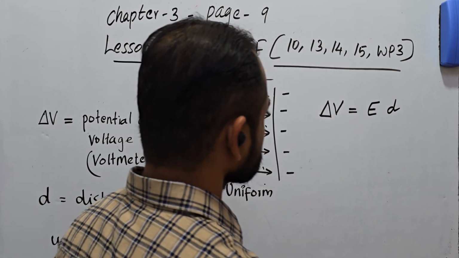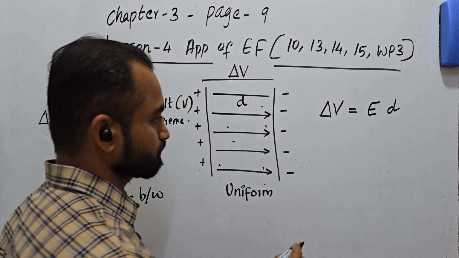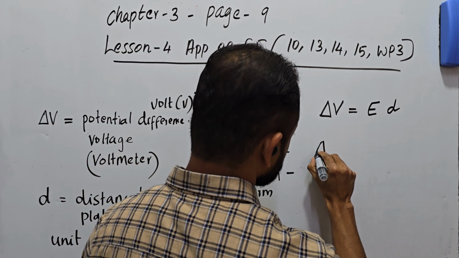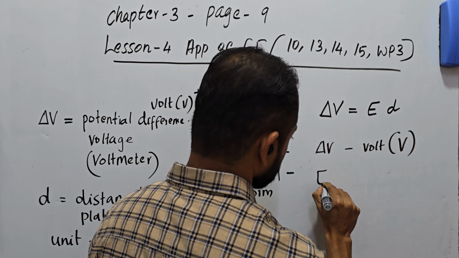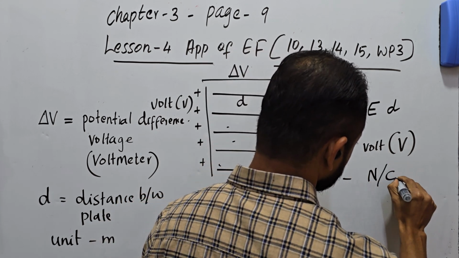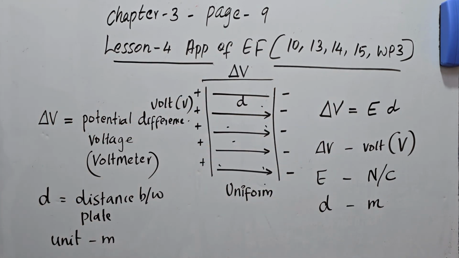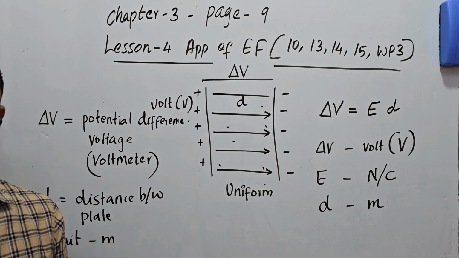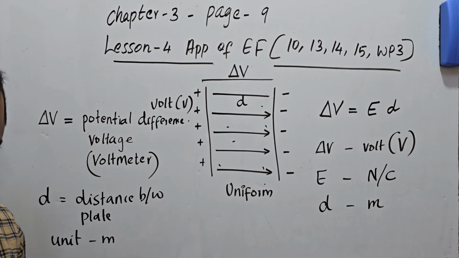The electric field is given right here, E times D. Potential difference unit: volt. We will represent it by the capital letter V. Electric field unit: Newton per Coulomb. Distance unit: meter. Capital V.